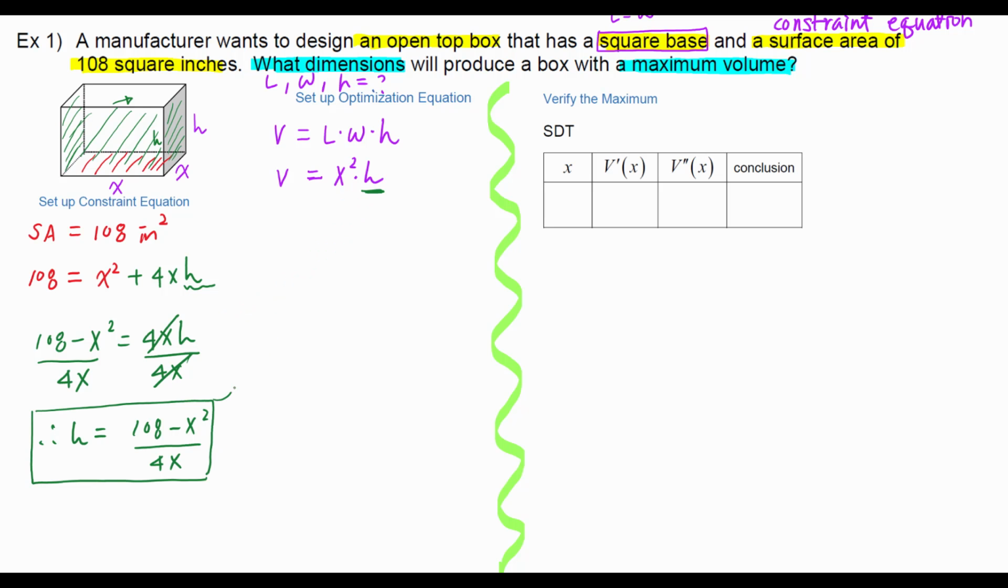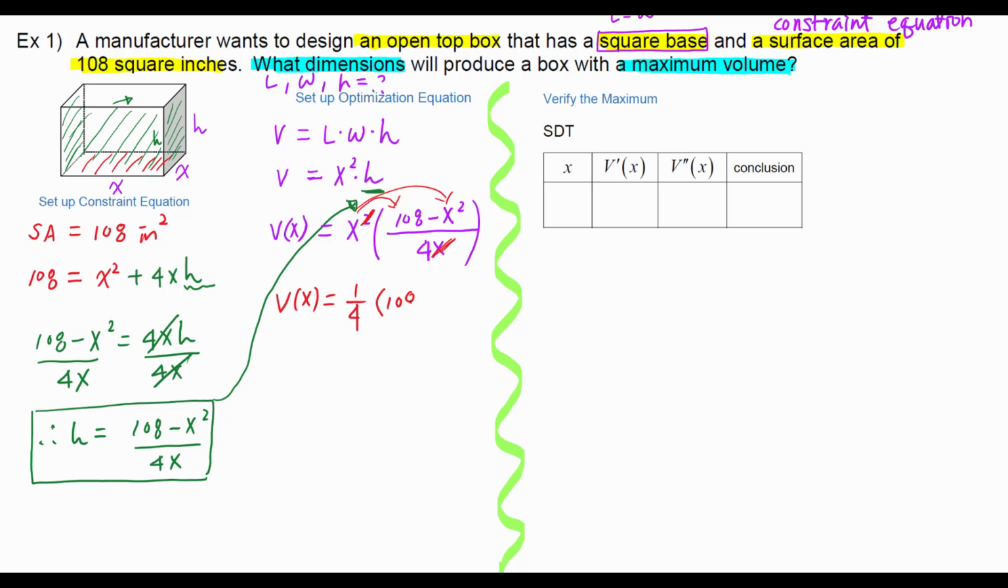Now you're going to substitute h with (108 minus x squared) over 4x right there. So then my volume becomes a function of x. One of the x in the denominator cancels with one of the x in the numerator, and let's distribute the x and pull out the 1/4 in front. So my volume equation becomes 1/4 times (108x minus x to the third power).